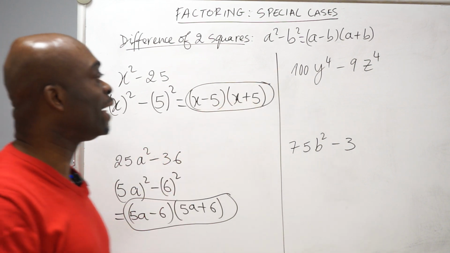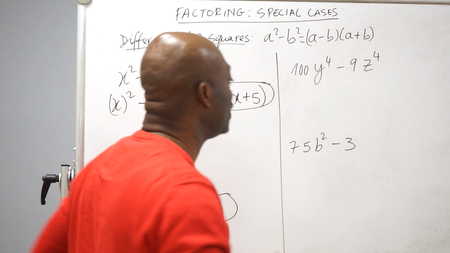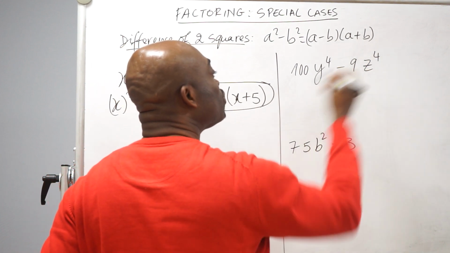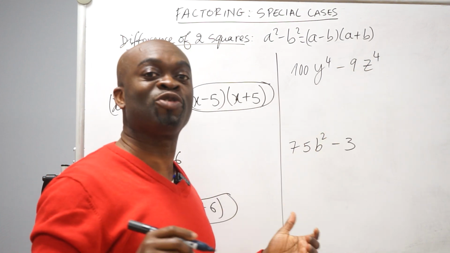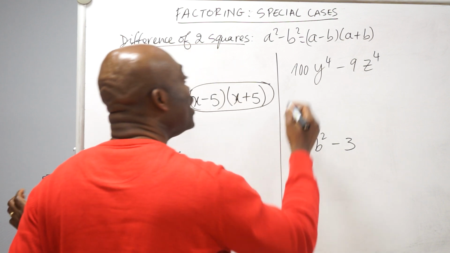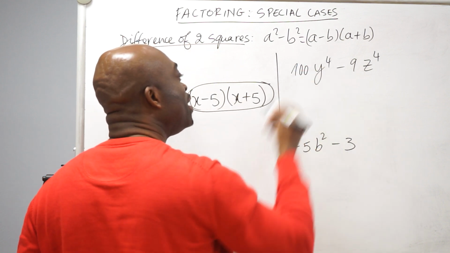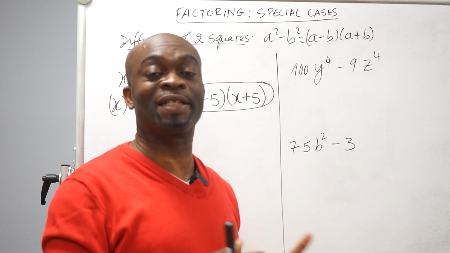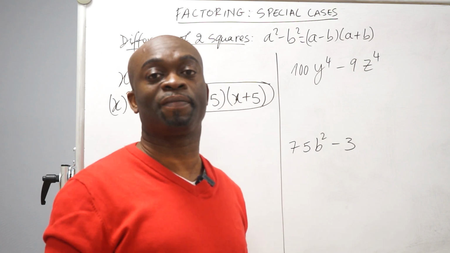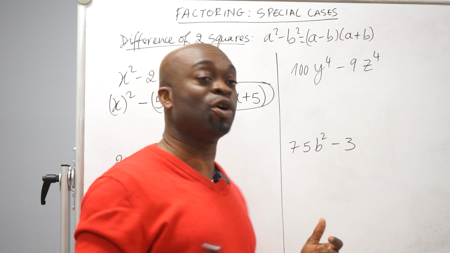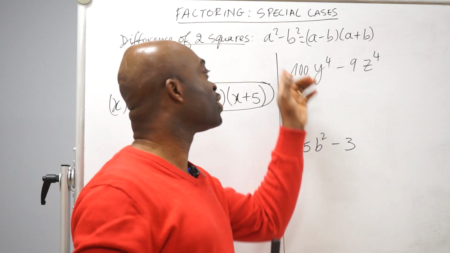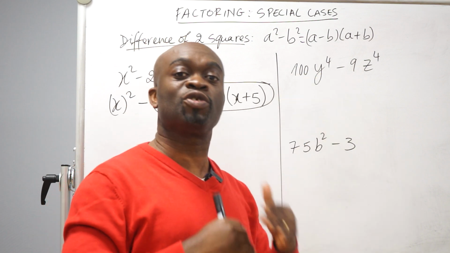So now we go over here and see what we have. We have 100y to the 4th power minus 9z to the 4th power. Now we're getting more interesting problems. The same thing for the number here: what's the number that multiplies itself to give you 100? It's 10, because 10 times 10 is 100. Like I said, once you know how to manipulate square roots, it's just a matter of taking the square root of these so that you can get it.